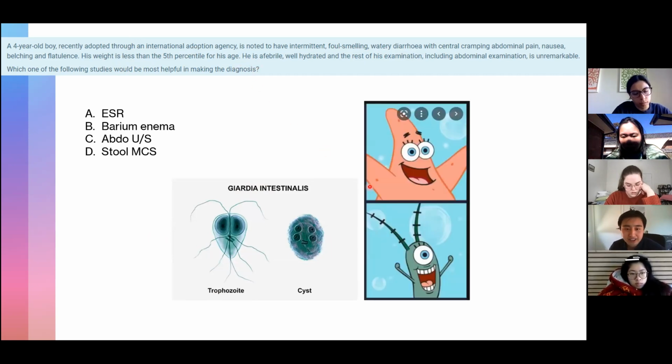For me, I don't know why, but Giardia reminds me of this character from SpongeBob. So I just thought it was pretty funny.